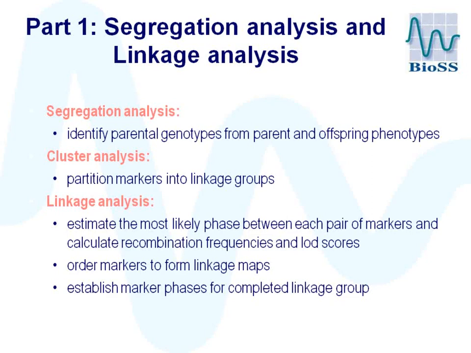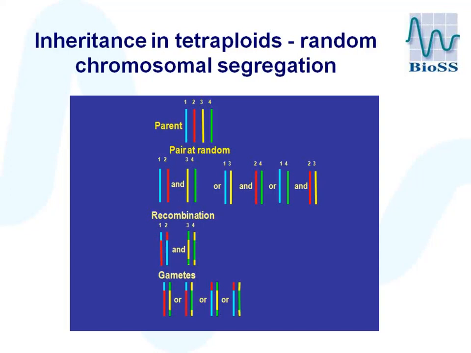So the first step that we do is a segregation analysis. That's looking at the parental phenotypes, the offspring phenotypes, and identifying the most probable parental genotype. Then when we've done that, we would do a cluster analysis to partition the markers into the linkage groups. Then finally, within each linkage group, we'll do a linkage analysis. We estimate the most likely phase for each pair of markers and the recombination frequency and the LOD score between them. We then use that information to order the markers, and then we establish the marker phases for the complete linkage group because we need that to do any QTL mapping.